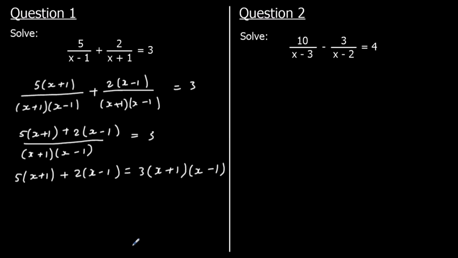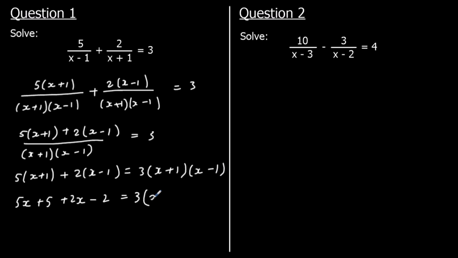So now I'm going to expand all of the brackets. 5 times x is 5x. 5 times 1 is 5. 2 times x is 2x. 2 times negative 1 is negative 2. And I'm going to leave the 3 and expand the two brackets first.